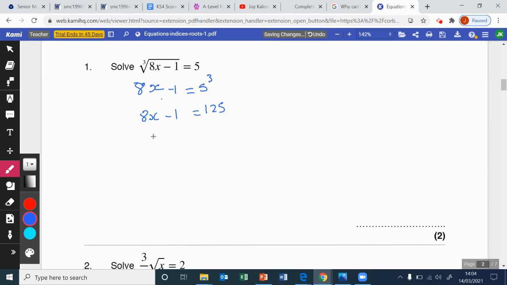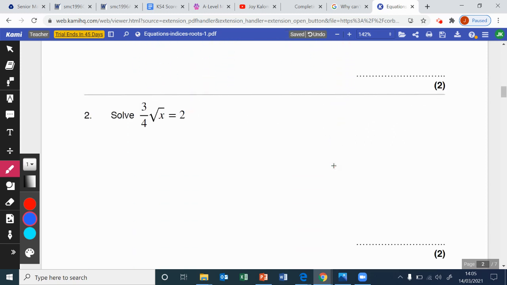Then we add 1 to both sides, so 8x is equal to 126. And then dividing both sides by 8, we get x is equal to 126 all over 8. And let me just get that calculator, because I don't know if I'm going to be working that out right now. That's apparently 15.75. That's fine. Okay, let's keep it moving, guys.